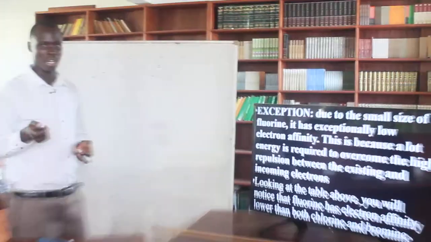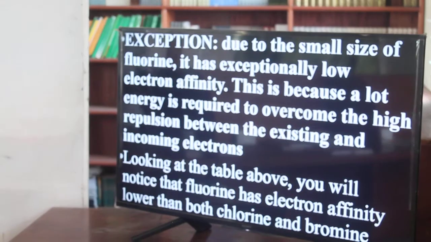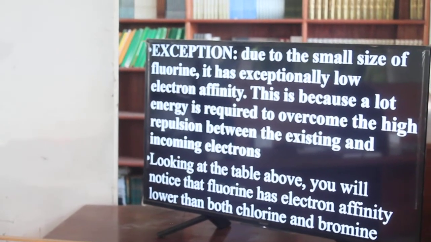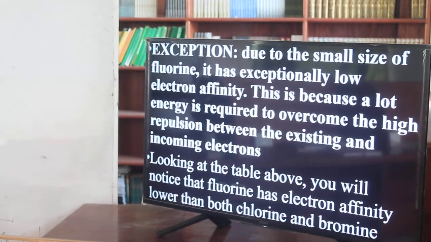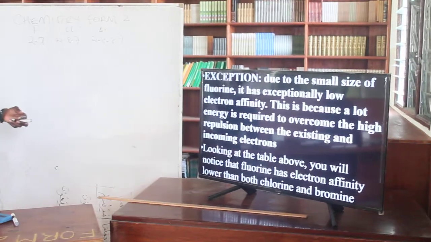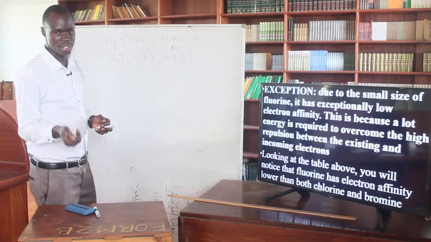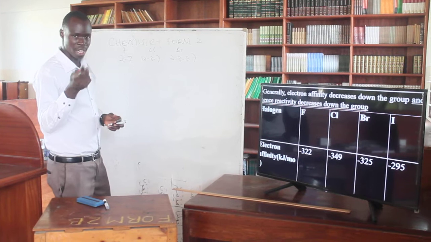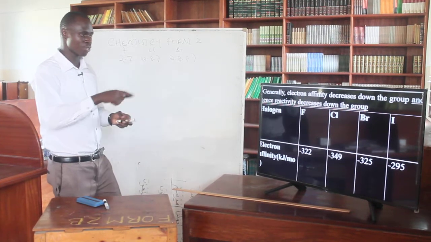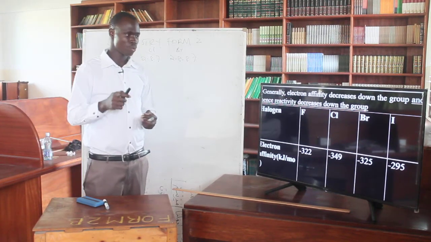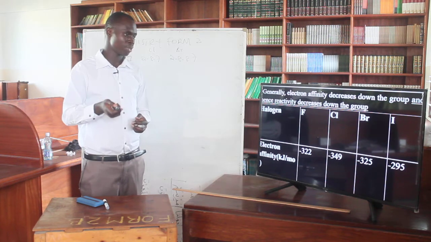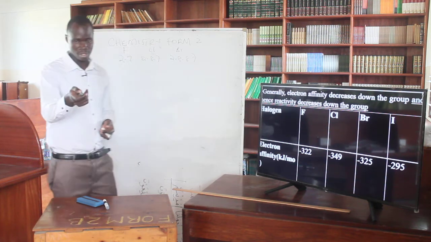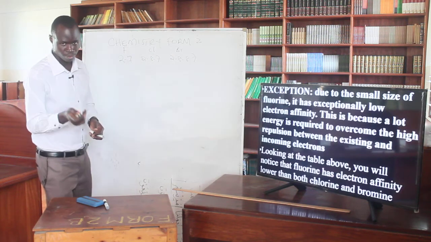most of the energy is required to take care of the repulsion that is coming in here. So when that happens, its energy is going to be reduced. Because of the small atom, most of the energy will be used to overcome that repulsion between the incoming electrons and the already existing electrons.